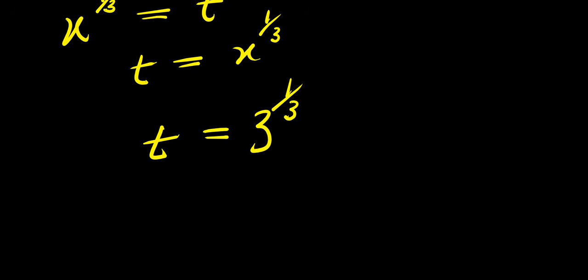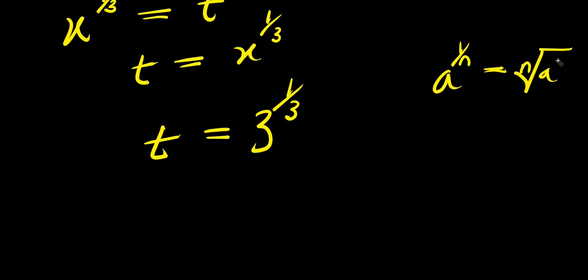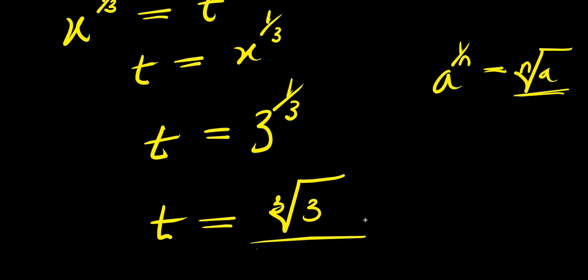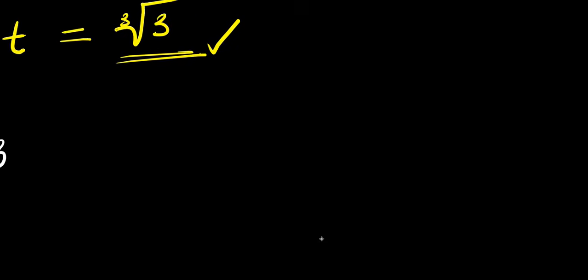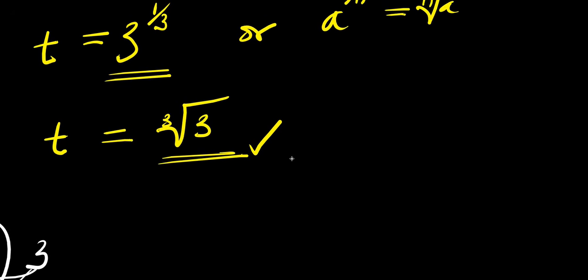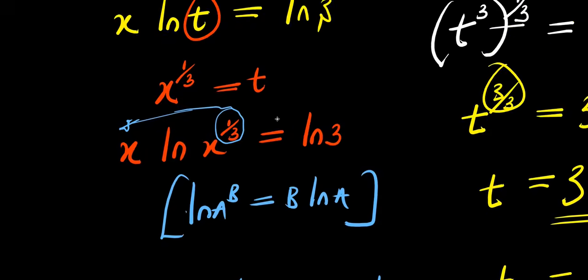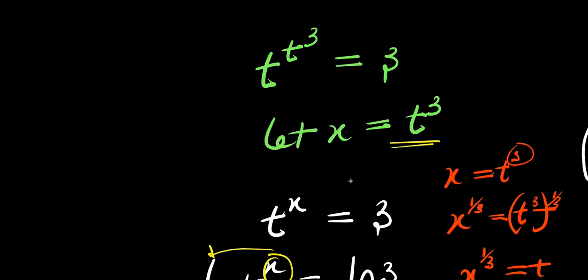And like I said earlier on, if you have a power 1 over n, this equals the nth root of a. So we have t equals the cube root of 3. This answer here and this other answer here, they are the same. So this means that our solution is obviously very correct.